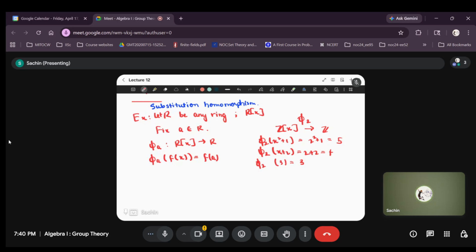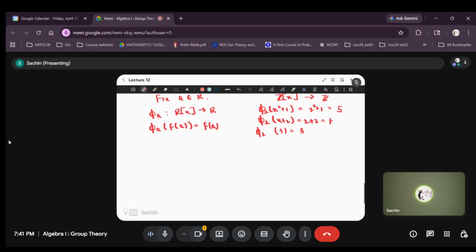So every element of R is covered by this homomorphism, because phi 2 of a constant is a constant itself. So every element in R is an image of some element in R of x. Okay, but we have to prove that it is a homomorphism. We haven't shown that yet.